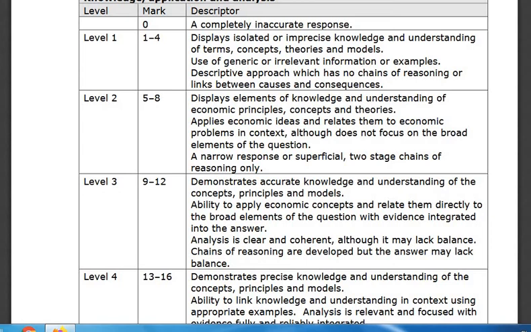Level 2 displays elements of knowledge and understanding of economic principles, concepts and theories. So you've got better knowledge, applies economic ideas and relates them to the economic problems in context, although does not focus on the broad elements of the question. So you know a little bit more. You've made an attempt to apply, but you're not fully there. A narrow response or superficial. So you've only mentioned kind of one theme here. So your answer's a bit narrow. Superficial in the sense that your logic chains aren't very long.